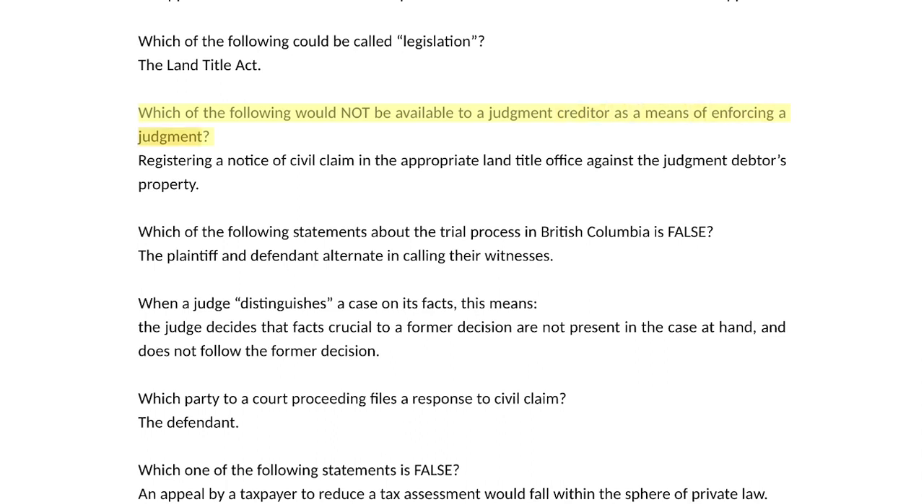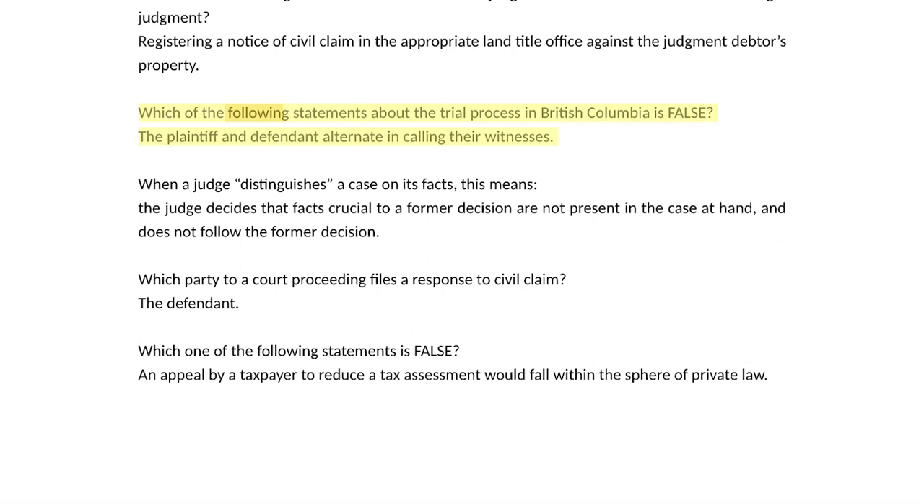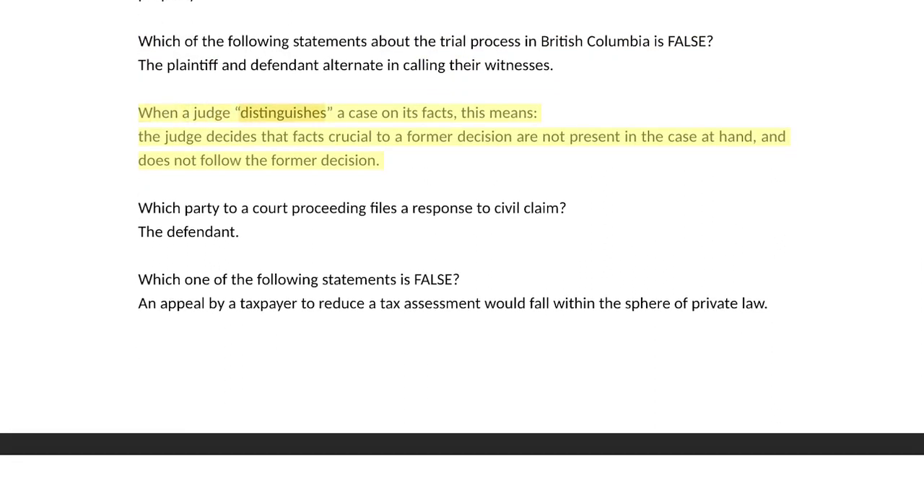Which of the following would not be available to a judgment creditor as a means of enforcing a judgment? Registering a notice of civil claim in the appropriate land title office against the judgment debtor's property. Which of the following statements about the trial process in British Columbia is false? The plaintiff and defendant alternate in calling their witnesses. When a judge distinguishes a case on its facts, this means the judge decides that facts crucial to a former decision are not present in the case at hand and does not follow the former decision.